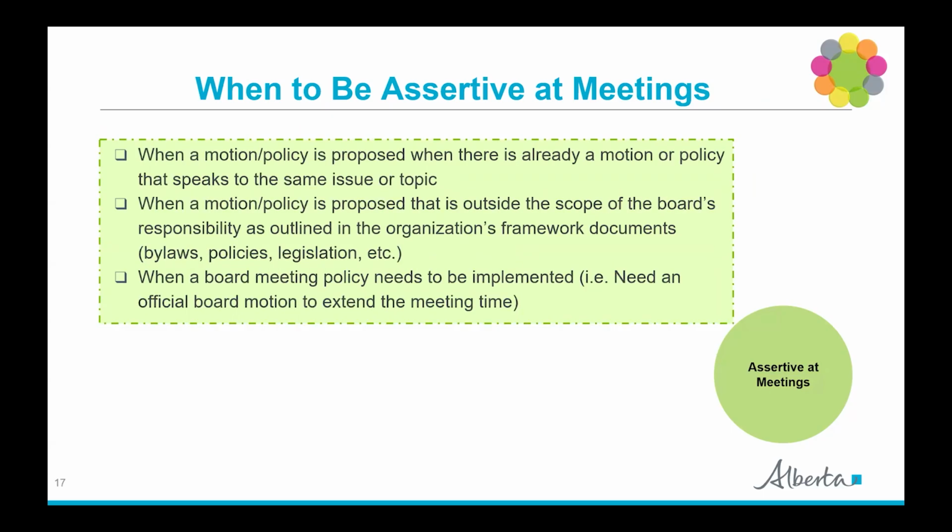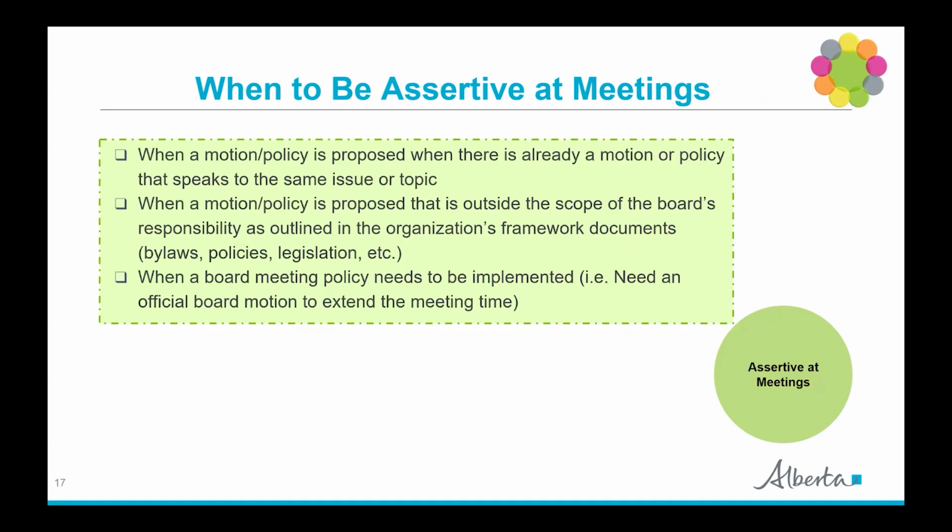Here are some more instances when the board secretary needs to be assertive. The board secretary needs to be assertive when the board is making a motion or policy on a matter for which there's already a decision or policy in place. In these cases, the board secretary should mention it to the chair, and the entire board handles it from that point. Another time to be assertive is when the board is making a policy or motion that is outside the scope of the board's responsibilities.